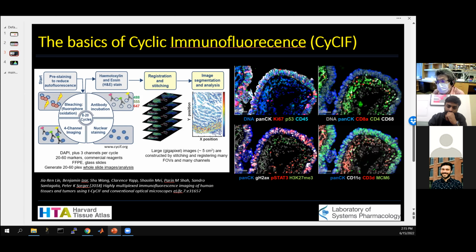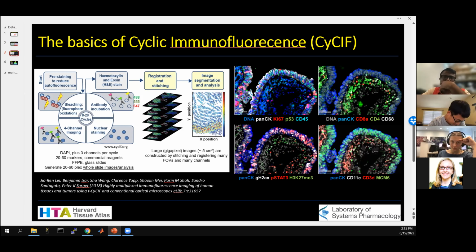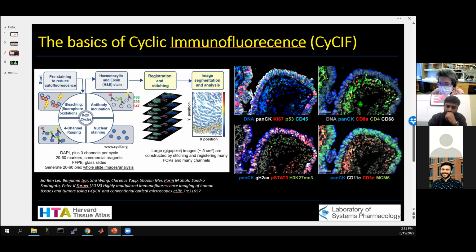And then you can erase the signal by any means. For CODEX, they use a specific DNA-conjugated antibody to do that. For us, we're using a very simple chemistry, using hydrogen peroxide to bleach the fluorophore. So we can repeat this procedure multiple times. And in the end, you get this large image mosaic that is assembled together and goes through the pipeline.